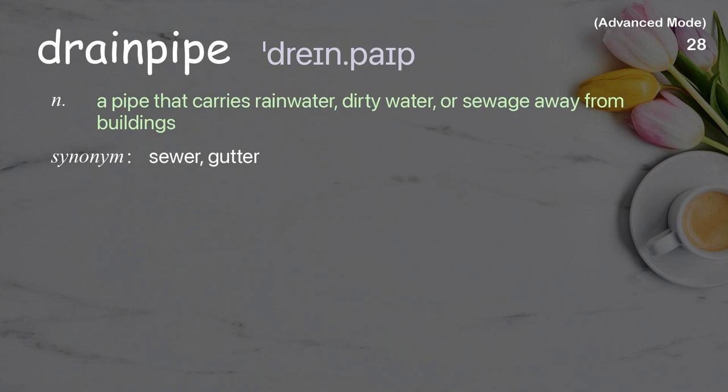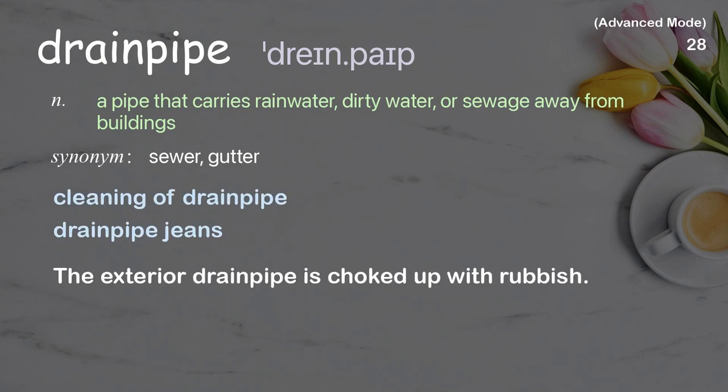Drainpipe. A pipe that carries rainwater, dirty water, or sewage away from buildings. Examples: Cleaning of drainpipe. Drainpipe jeans. The exterior drainpipe is choked up with rubbish.